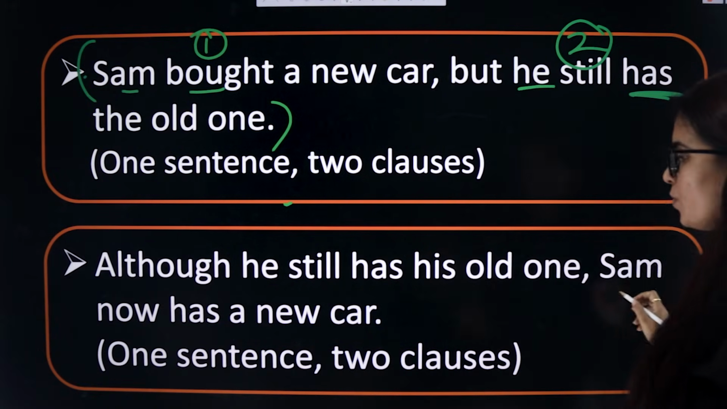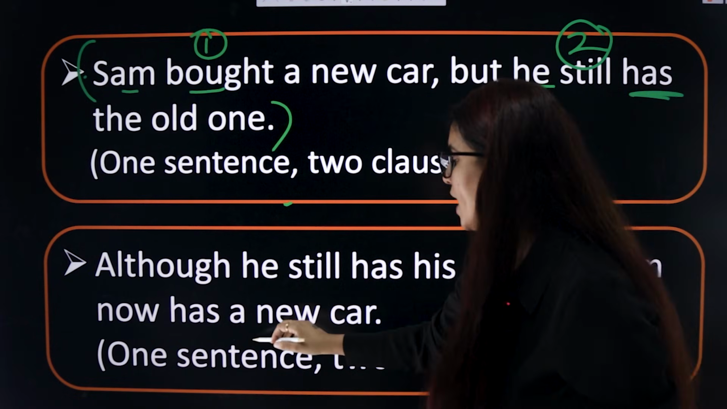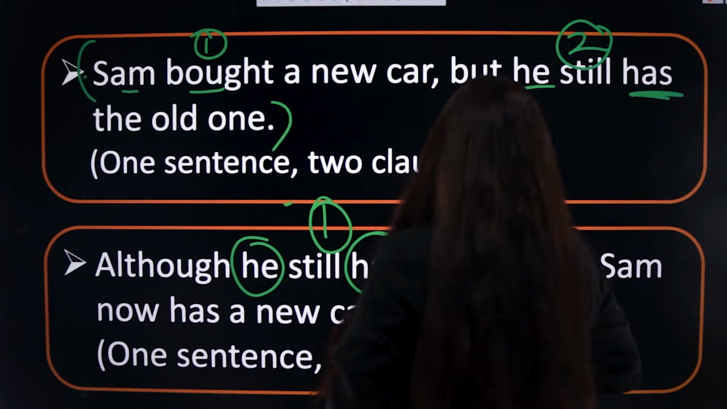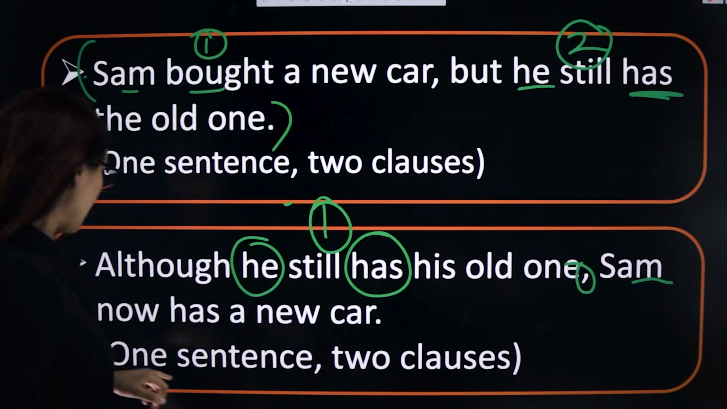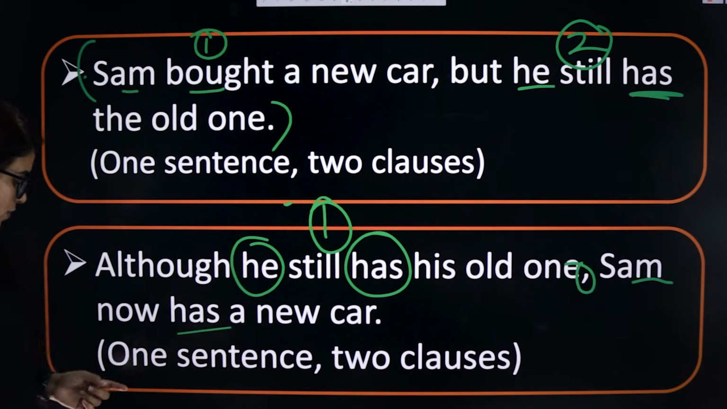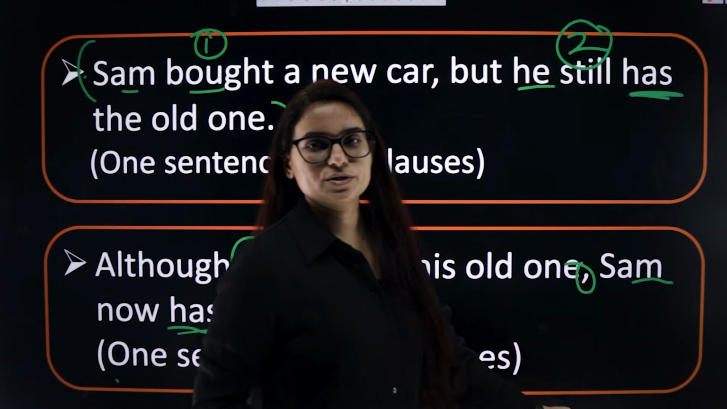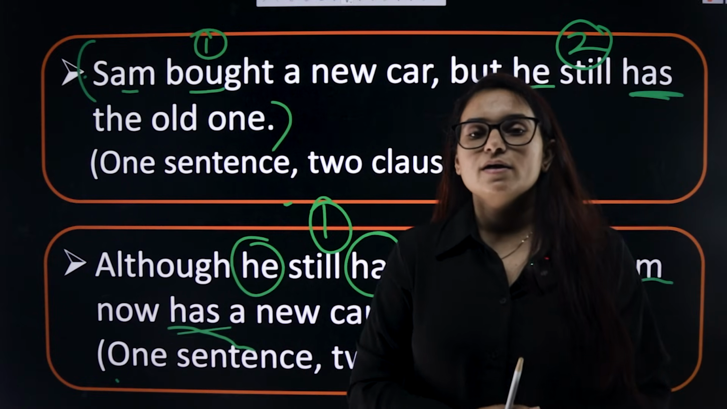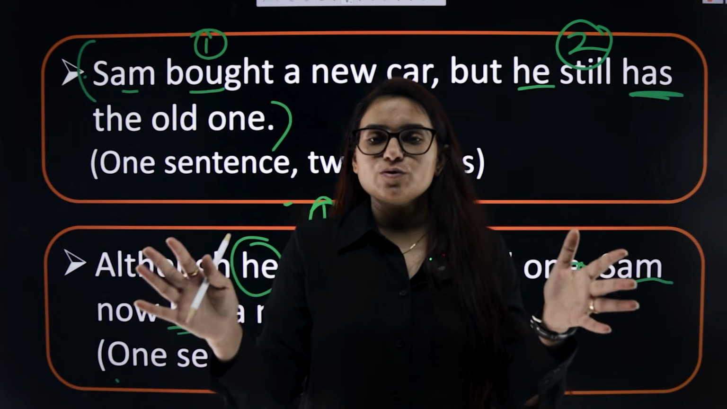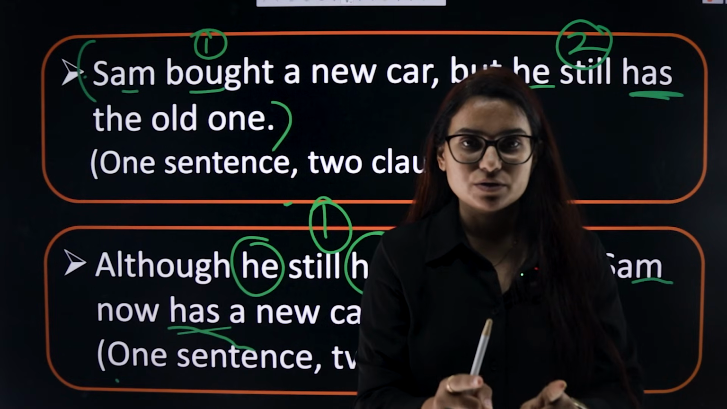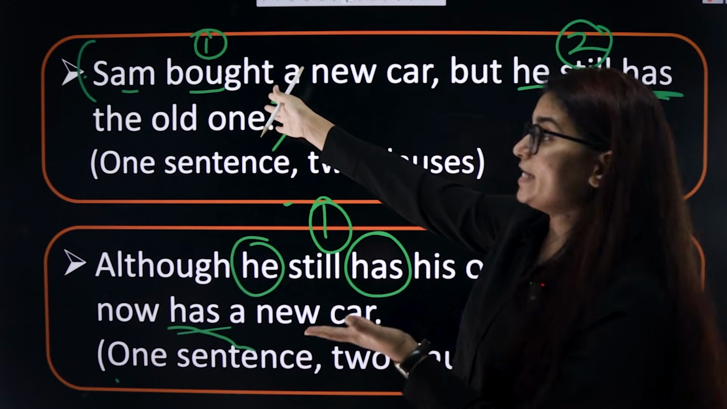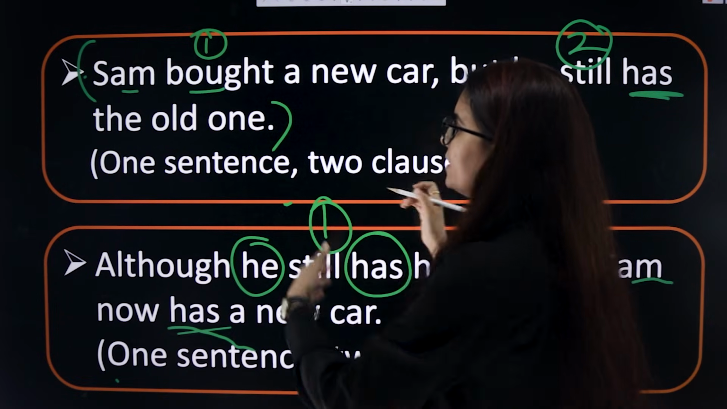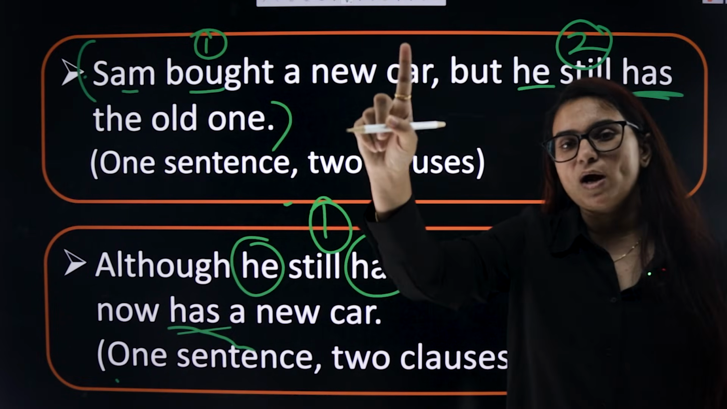Although he still has his old one, comma, Sam now has a new car. Subject, verb, clause 1. Over here, subject and verb, clause 2. So I can say that one sentence, two clauses. What are we understanding from this? We are saying that in order to write one sentence properly, you should have at least one clause. In order to write complicated sentences, you can have more than one clause. Is that clear? In this sentence, you have two clauses, but this is one sentence.